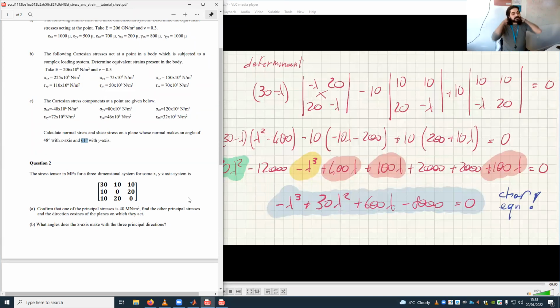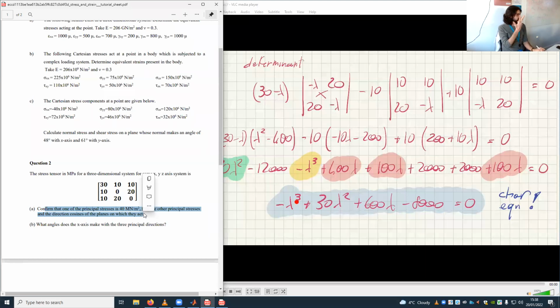All right. Now, confirm that one of the principal stresses is 40 megapascals. How do we confirm this? Well, if 40 megapascal is a principal stress, the principal stresses are the roots of this polynomial. So they are the solutions of this equation. How many solutions does this equation have? It's a third order equation.